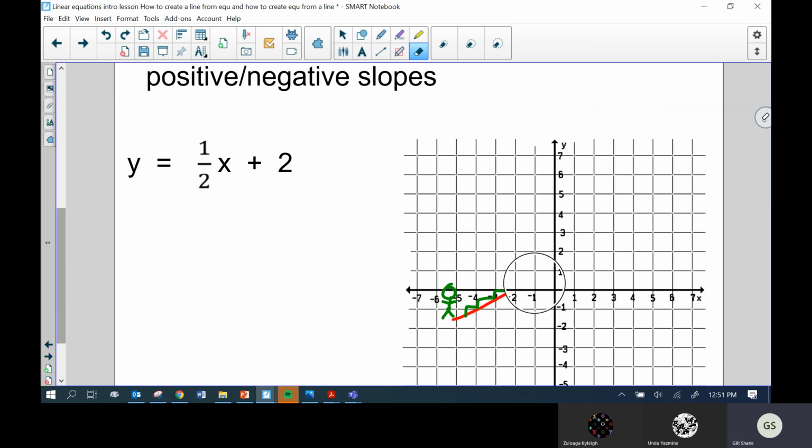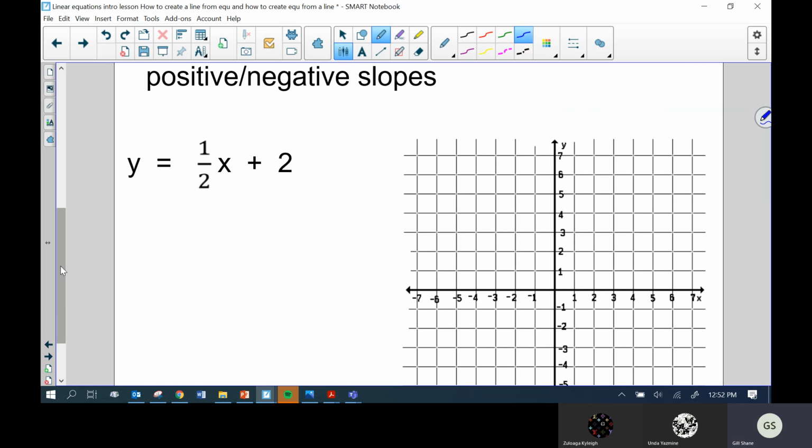So what do I immediately know about this problem? Is my line going to slope up from left to right or down from left to right? Up, because it is positive. So when I finish this, I better get a line that slopes up. So here's how we draw the line.